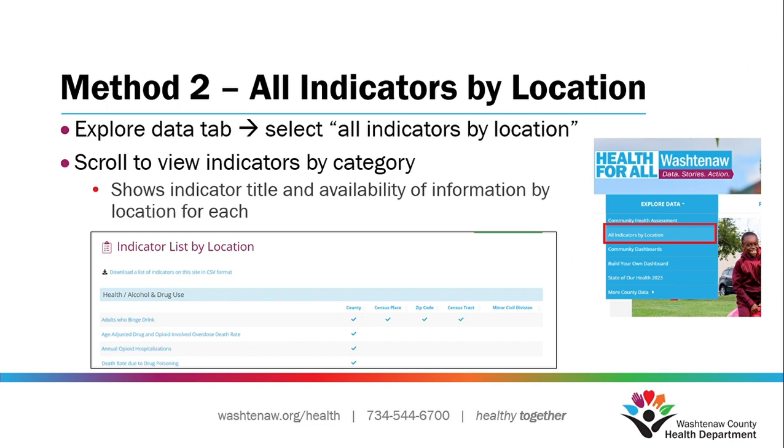The second method is to make use of the All Indicators by Location page under the Data tab. This will bring up a page that lists all of the indicators categorized under the relevant subtopic on the left, and each listed indicator will have check marks that correspond to the geographic levels at which it is available, such as the zip code or census tract level, depending on what is available in the source dataset for that indicator.